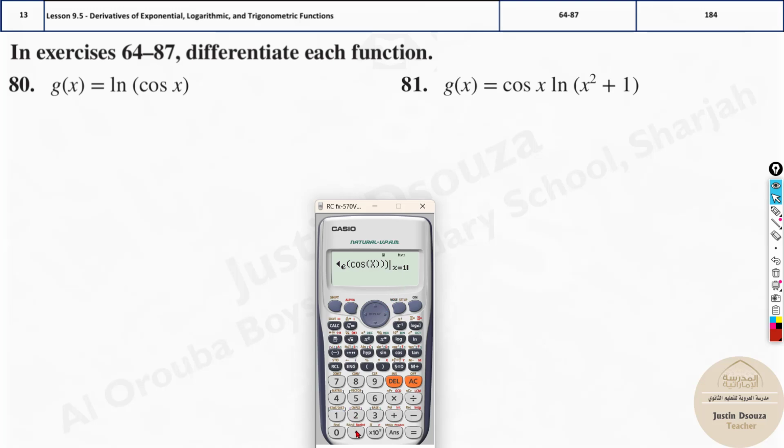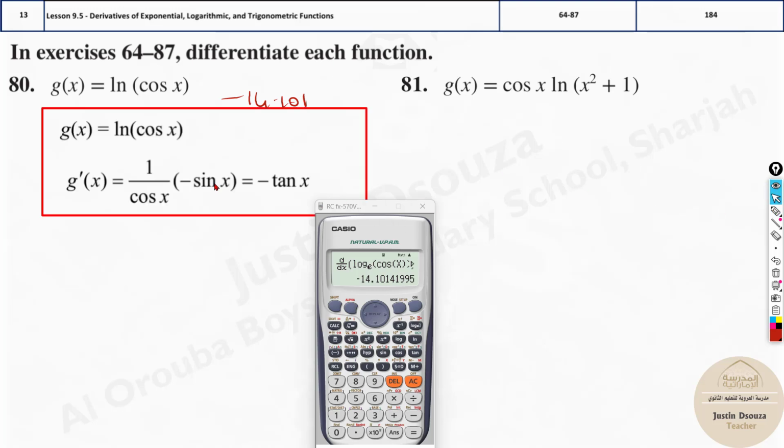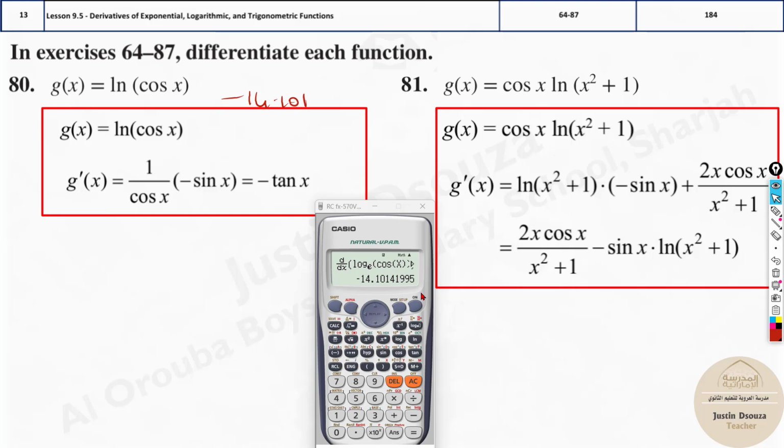And now write the value 1.5 and you will get the answer. It is negative 14.101. Remember that it's better to write it out. In your exam, please always write it out. Now what I do is I have to check all the four options. Let's look into the answer. Here the answer is very simple, negative tan x. Calculated at 1.5, the answer must match and it is matching.